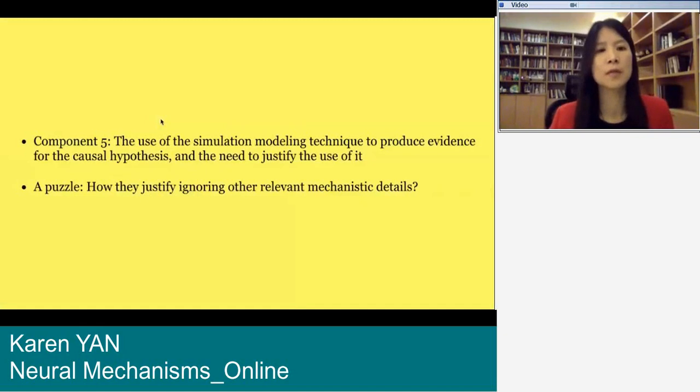So the summary of component 5 is the use of simulation modeling technique to provide evidence for the causal hypothesis and the need to justify the use of it. And so the puzzle is how they justify ignoring other relevant mechanism detail.